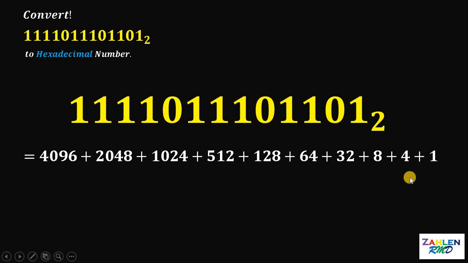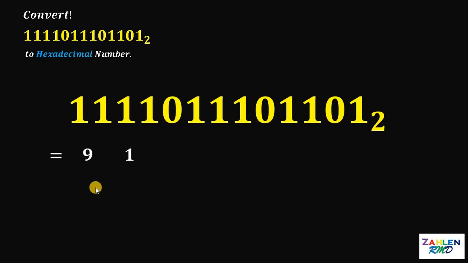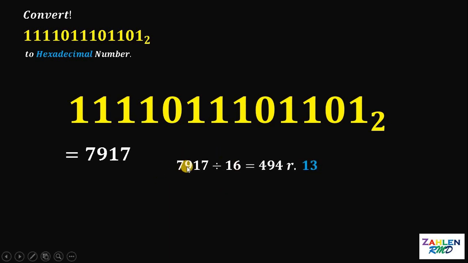Now, what will happen if we add those numbers? We get 7,917. Now, this number is in base 10. Now, the question is, how can we convert this number into hexadecimal? Now, take note that hexadecimal is in base 16. Hexadecimal means 16. So, what we're going to do is to get 7,917, then divide by 16. If we do that, we get 7,917 divided by 16, we get 494, remainder 13.